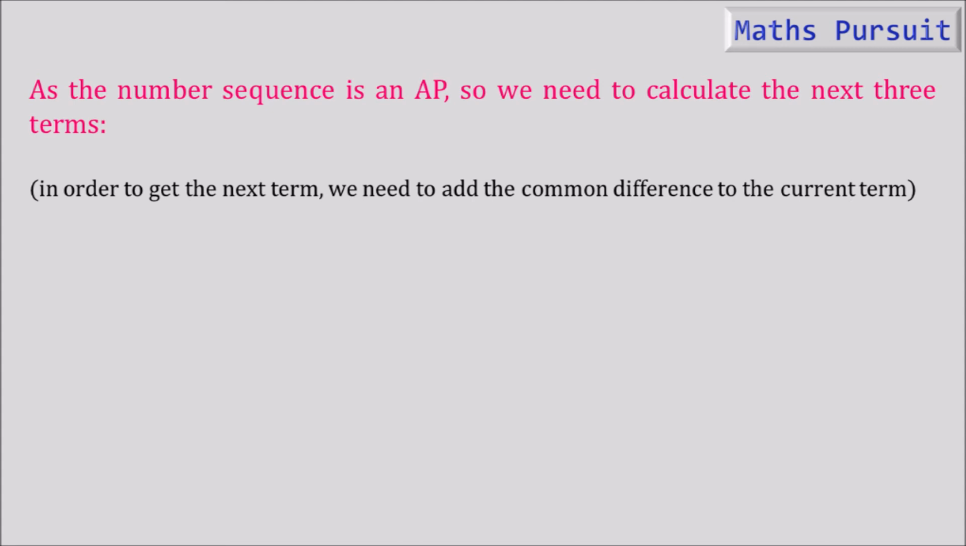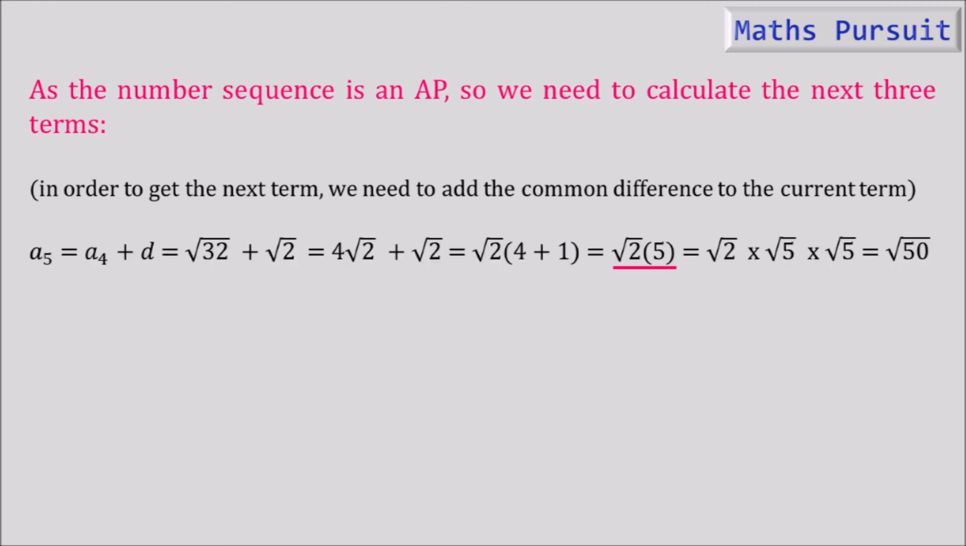In order to get the next term, we need to add the common difference to the current term. We very well know that if we add the common difference to the current term, we will be getting the next term. That's what we are going to do now. So A5 is equal to A4 plus D. And we very well know that A4 is root 32 and D is root 2. So that is equal to 4 root 2 plus root 2.